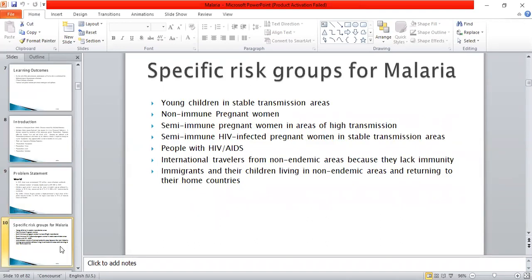If we see the vulnerable group or specific risk groups for malaria: young children in stable transmission areas are at high risk, non-immune pregnant women, semi-immune pregnant women in areas of high transmission, semi-immune HIV-infected pregnant women in stable transmission areas, people living with HIV and AIDS, international travelers from non-endemic areas because they lack immunity, immigrants and their children living in non-endemic areas and returning to their home countries are the specific risk groups for malaria.